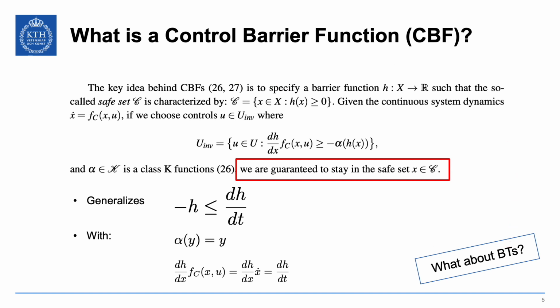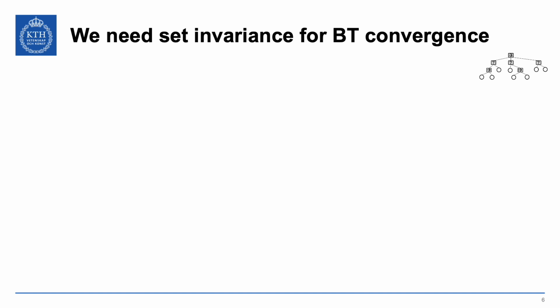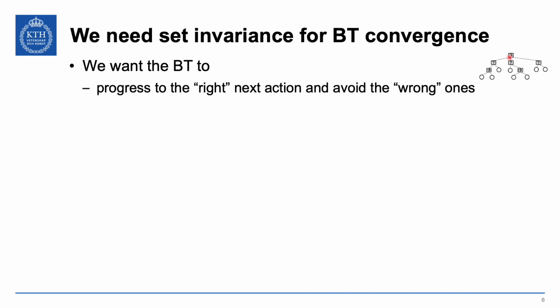So we talked about control barrier functions. What about behavior trees? For behavior trees, we need set invariants for them to converge. And what do we mean by that? So this is a generic behavior tree. We want the execution here, jumping from one action to another action to another action.